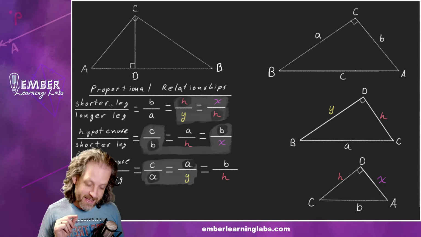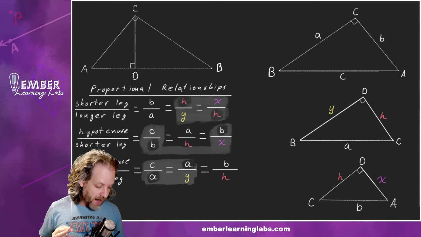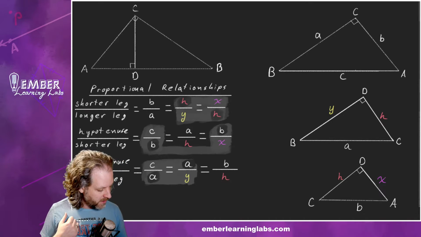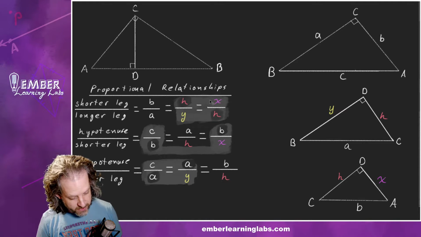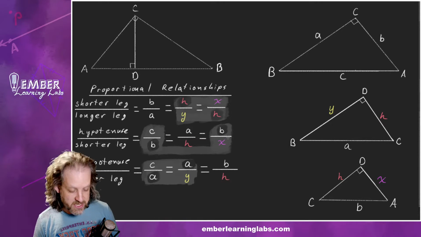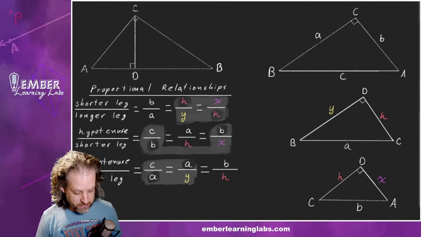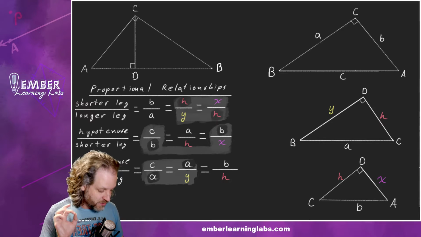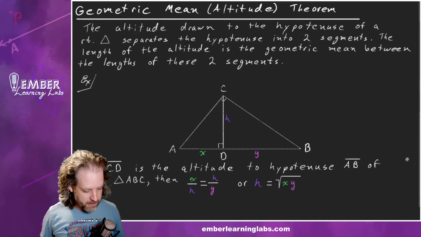Now what I've highlighted is that when we write these out this way, you can see that some geometric means are formed, right? Because right here, H and H are the geometric mean between Y and X. And B is the geometric mean between C and X. And A is the geometric mean between C and Y. So this idea leads us to the next two theorems that we're going to talk about. So let's write those down.